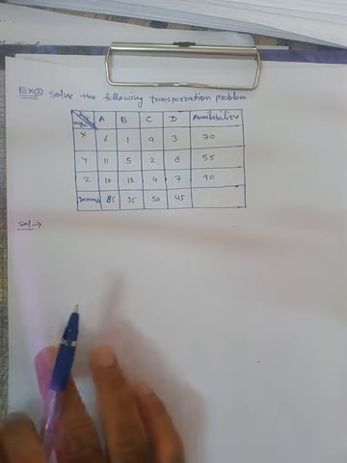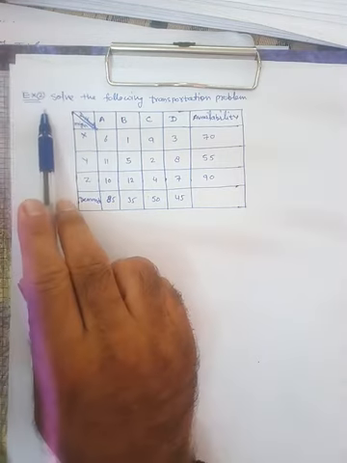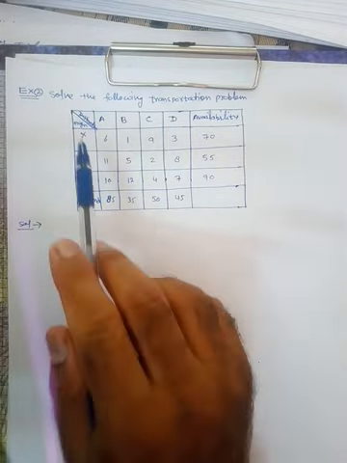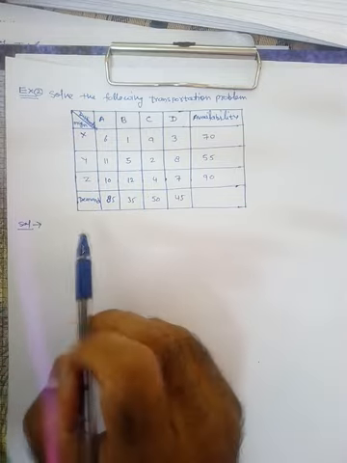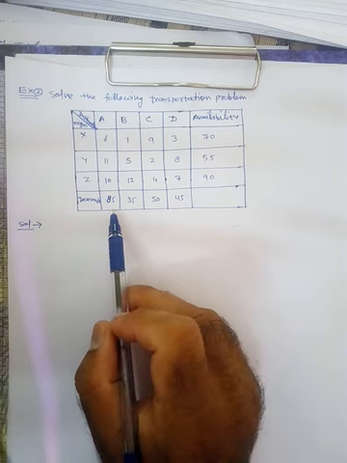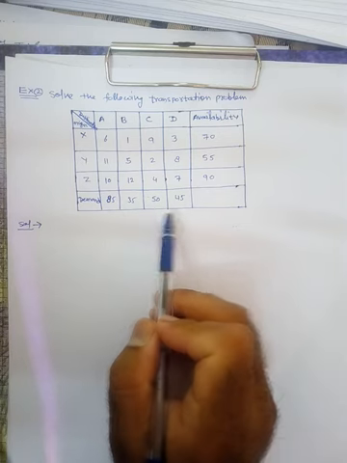Students, in this video I am going to take another example of a transportation problem. Fine. Now the aim is to solve this transportation problem, that means get the optimum solution. So first check whether the problem is balanced or not.